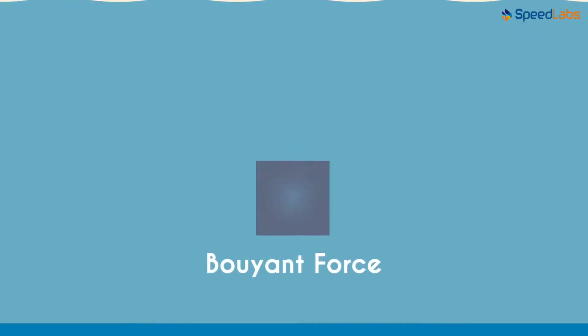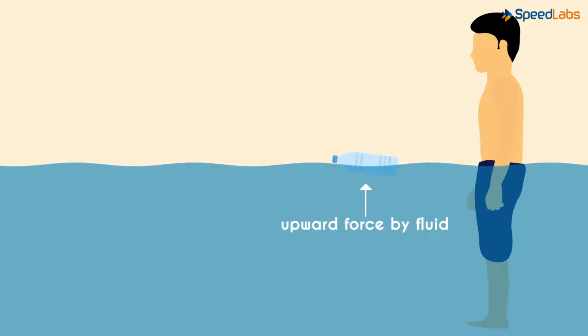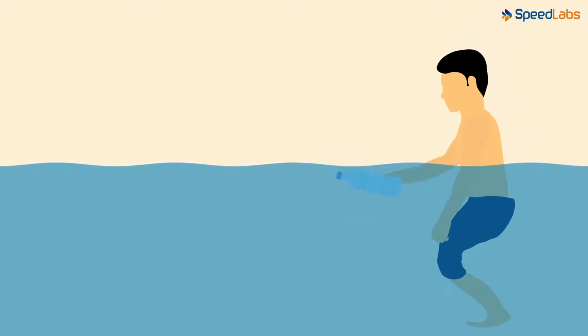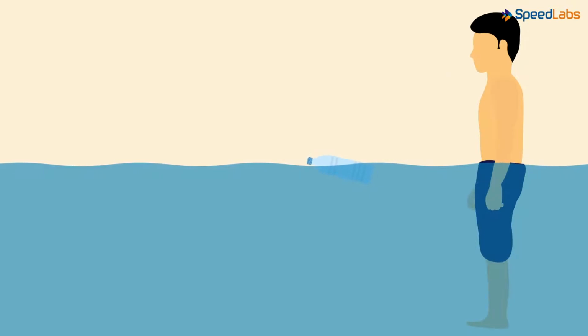You can test this with a tightly closed empty plastic bottle and a container of water. If you drop the bottle on the fluid, you will see that it will float. That's because the fluid is applying an upward force on the bottle. Now hold the bottle and push it inside the fluid. You'd notice that the bottle is also exerting an upward force on your hand. If you leave the bottle, you'll see that the bottle will come up to the surface on its own. I think you can guess why.